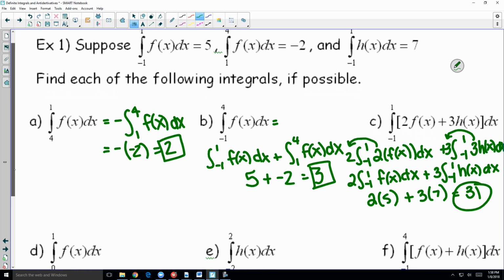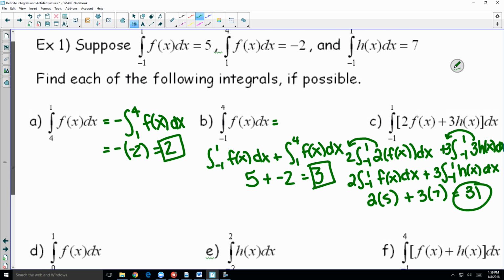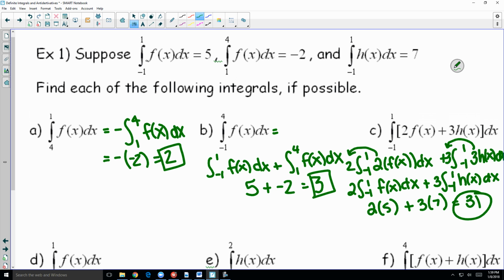Okay, now I think we're going to encounter some issues. So hopefully you started to question these as you got there. The first one says 0 to 1 of f of x dx. So looking up here, I do not have any bounds that say 0 to 1. The closest thing I would have is negative 1 to 1 of f of x dx.